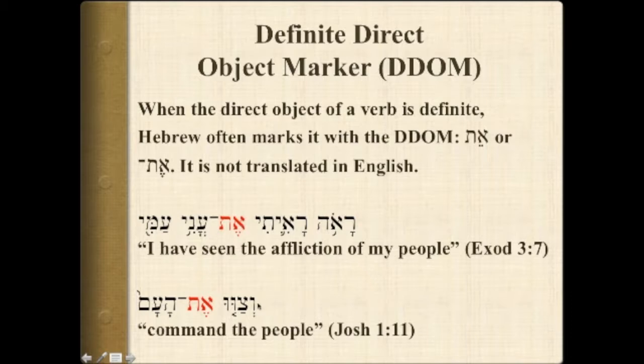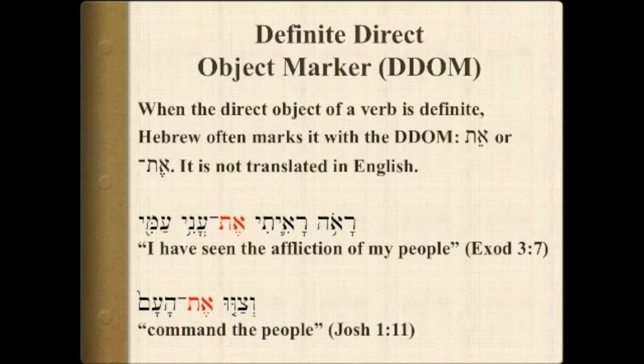Another example, and command et ha'am, the people. And here we see ha'am has the definite article, and so the definite direct object marker kind of gives you a clue that this is the object of a verb and not the subject. The et is not always used, so sometimes something will be the direct object, but it won't necessarily be marked that way with the et, especially in poetry.